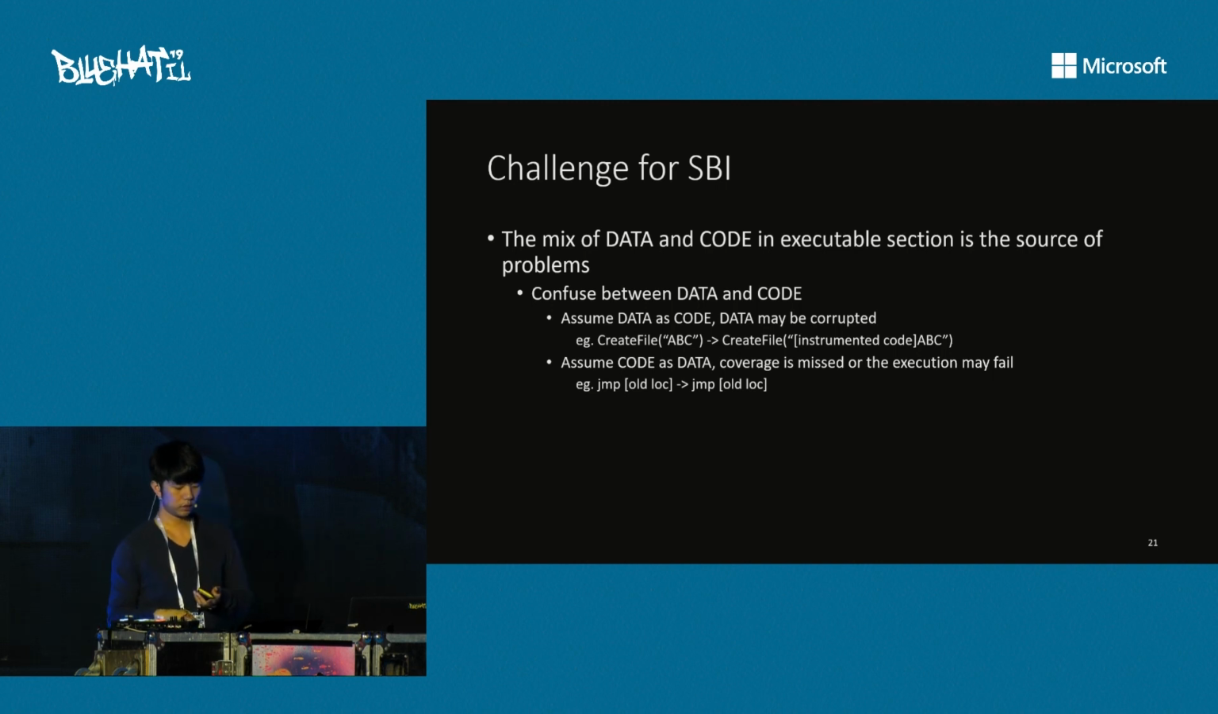On the other hand, if there is a branch in the code, and the code is incorrectly assumed as data, we will not update the branch and its related address. So after that, the execution may fail in here, because the branch jumped to the old related address, but not the new one.